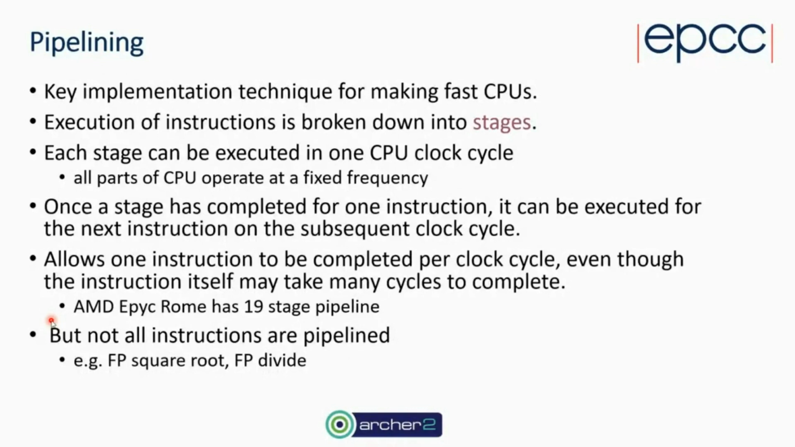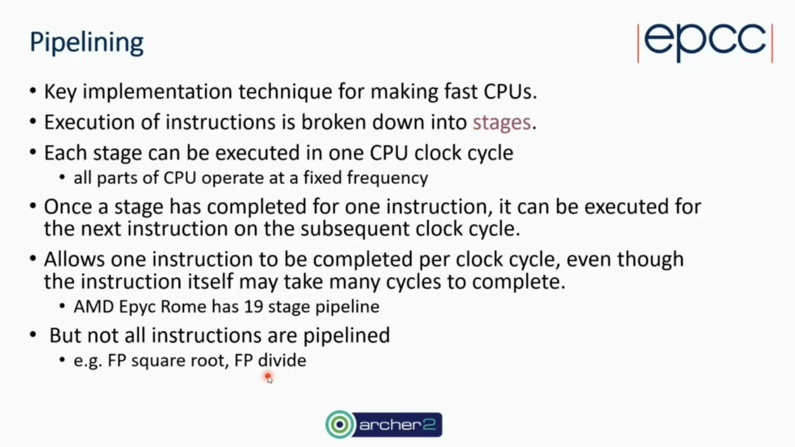Things like floating point square roots and floating point divisions may not be pipelined, and so these can be expensive operations for your application. And this is one of the reasons why compilers, if you let them, will try and get rid of some of these operations and replace them with other things. So you can take a divide and turn it into a multiplication by a reciprocal, and do some common sub-expression replacement to try and get rid of divides across your application.